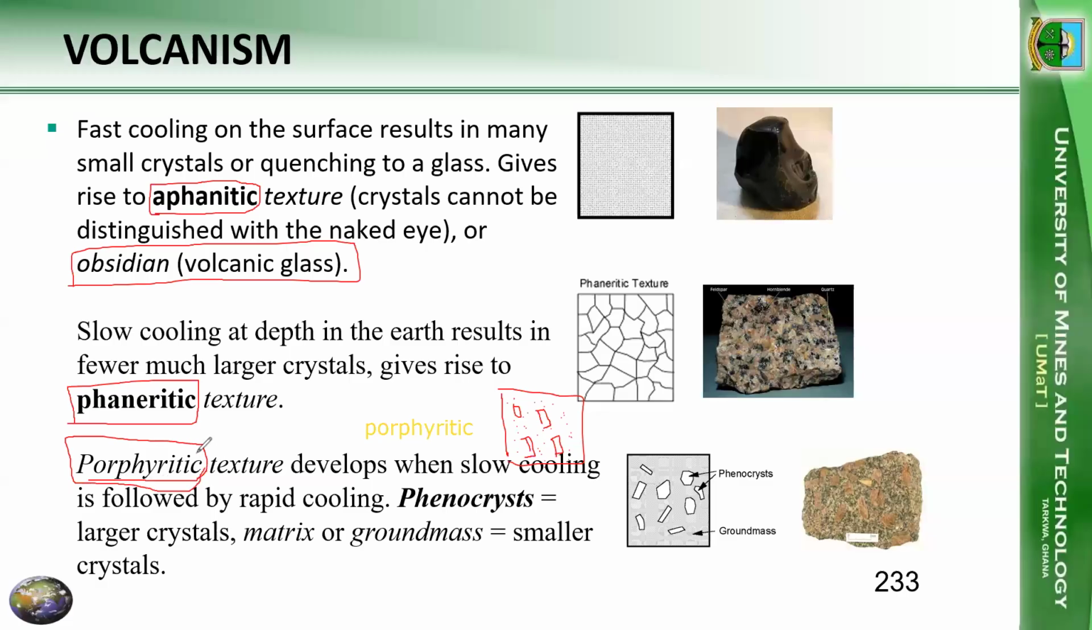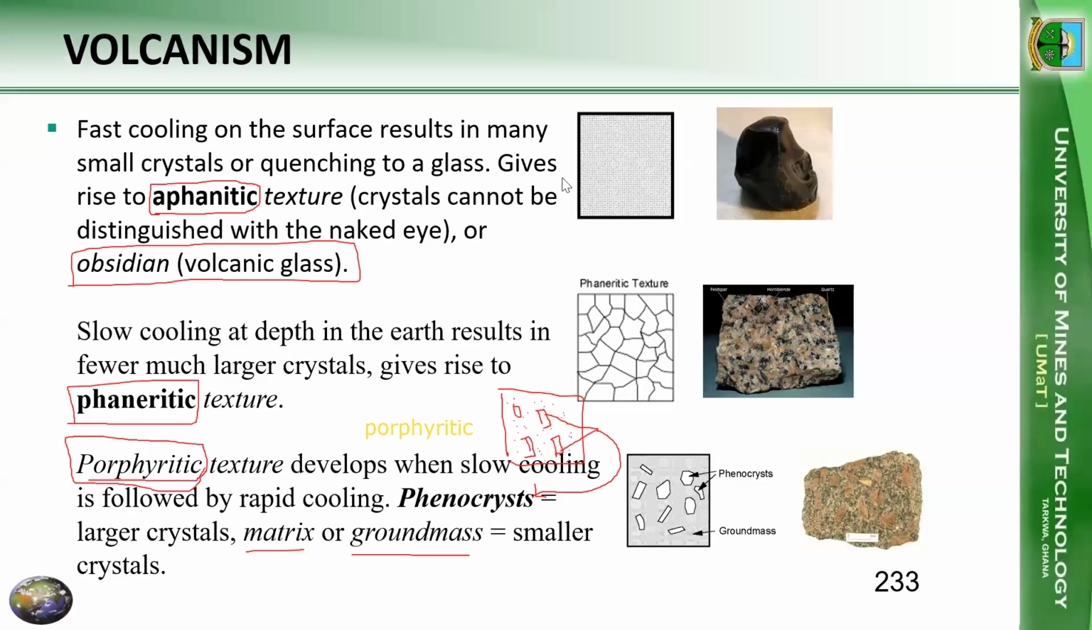The large grains here, we call them phenocrysts. And then in between the phenocrysts, we have what we call the matrix or the groundmass. So that is a porphyritic texture. In a porphyritic texture, we have coarse grains surrounded by a fine matrix material or groundmass.